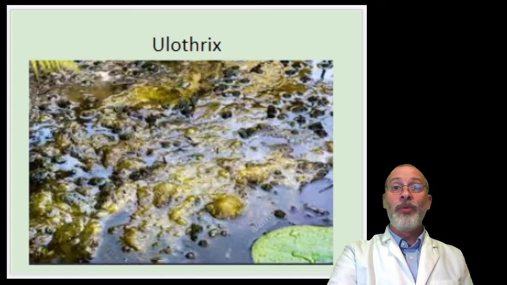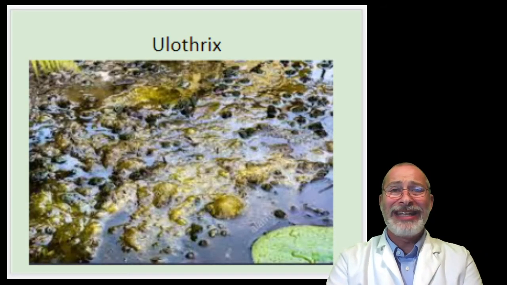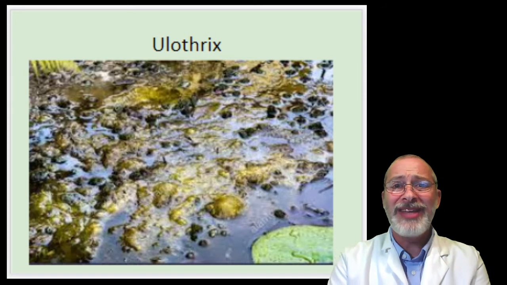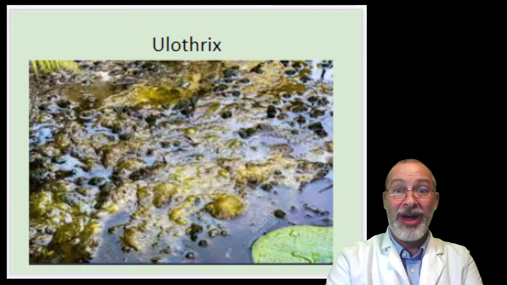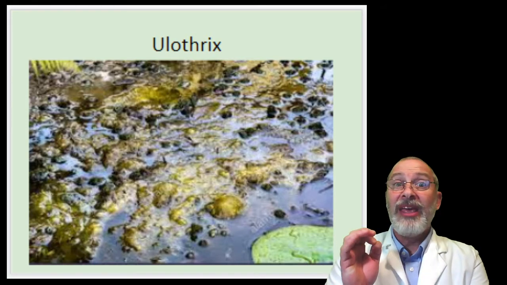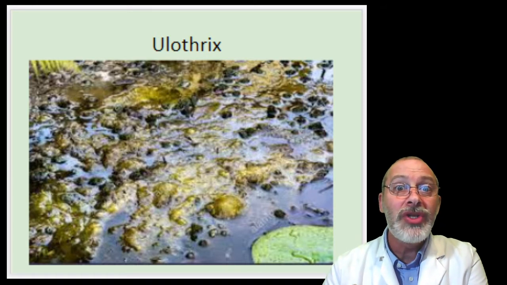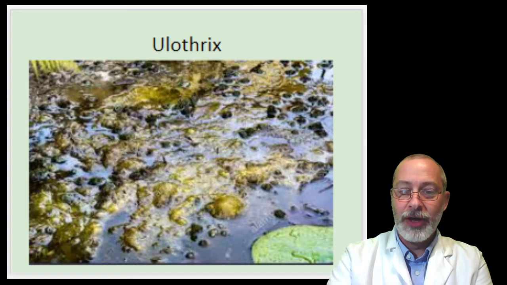So let's begin with Eulothrix. Yes, it looks like nasty pond scum because that is exactly what Eulothrix is. Nasty pond scum. You can even see the lily pad there floating around. But examined under the microscope gives you a different perspective of Eulothrix.